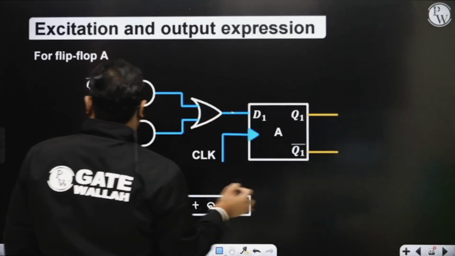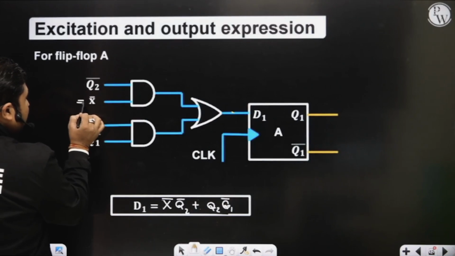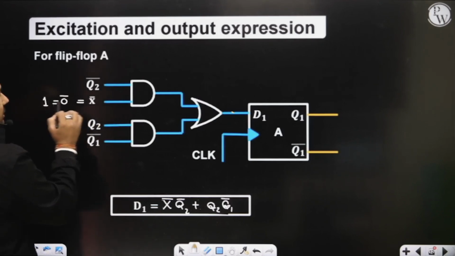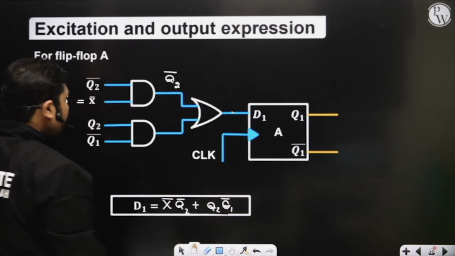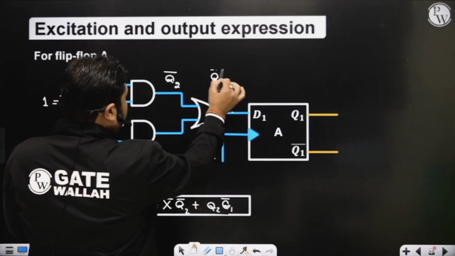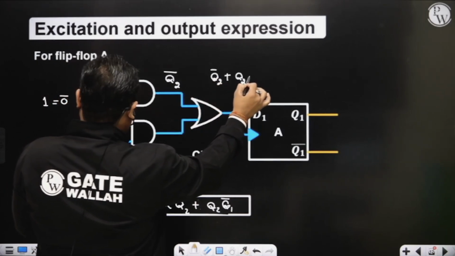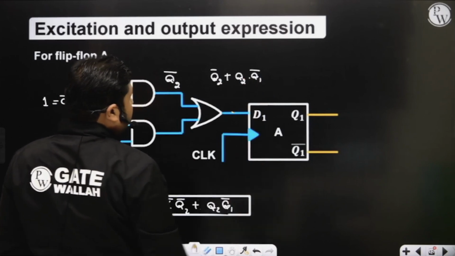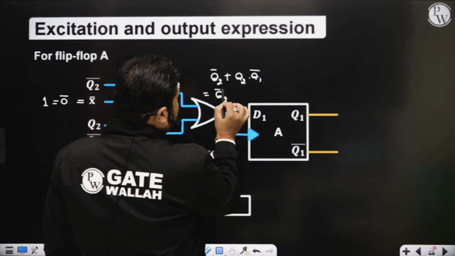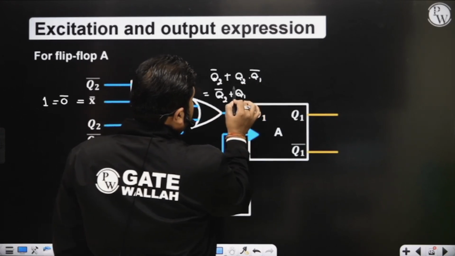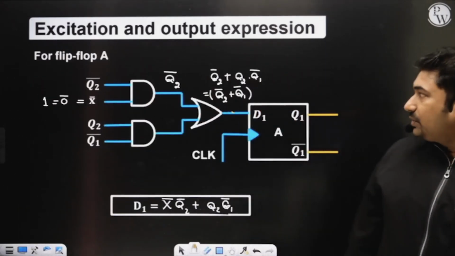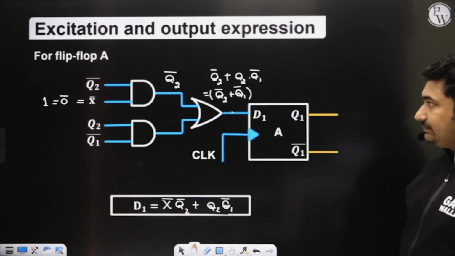What happened with x equal to 0? When x is equal to 0, x bar will become 1. This will be Q2 complement, and this will be Q2 complement plus Q2 into Q1 complement. By using the distribution theorem, you can write it as Q2 complement plus Q1 complement. Because Q2 complement times Q2 becomes 1, you can write Q2 complement plus Q1 complement as D1.